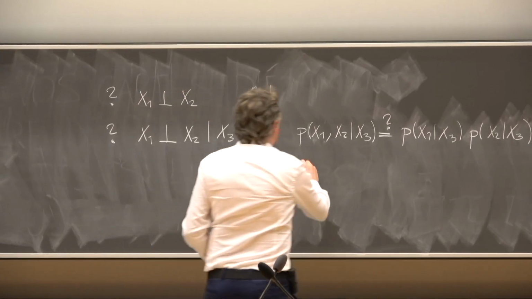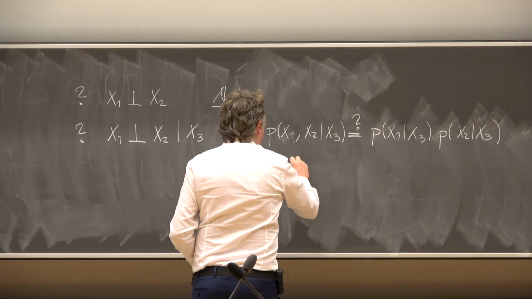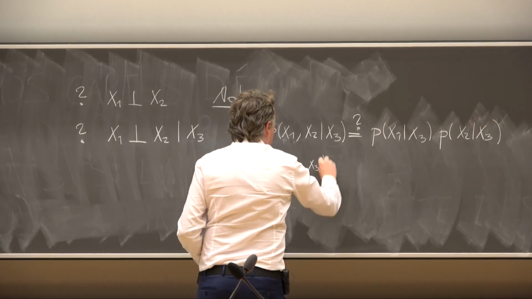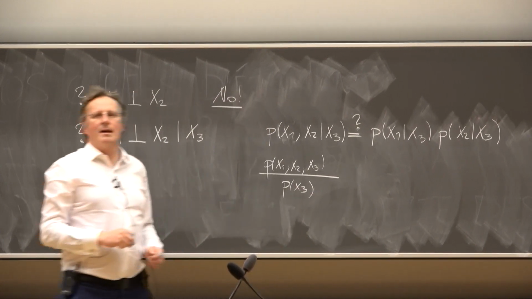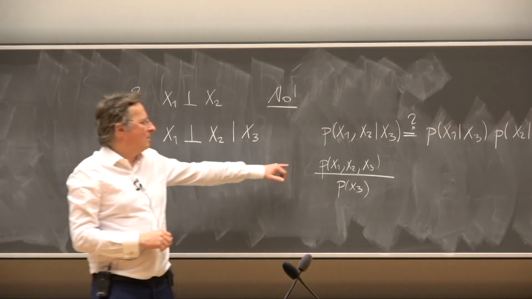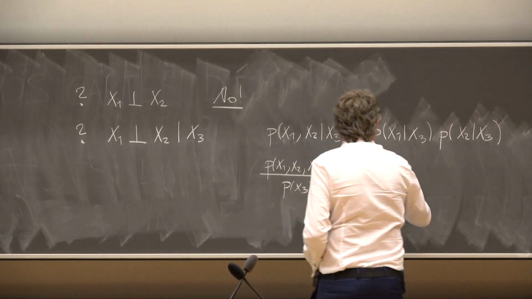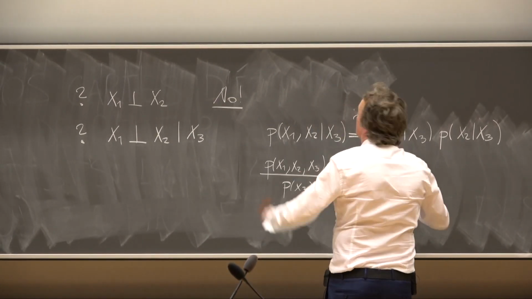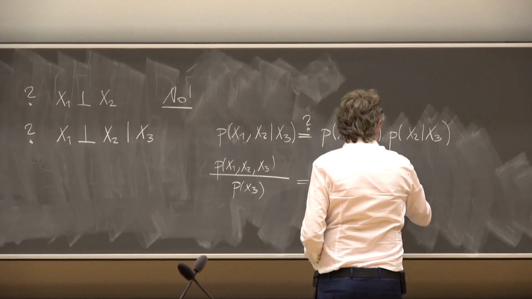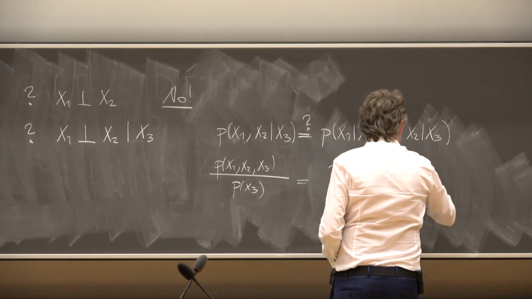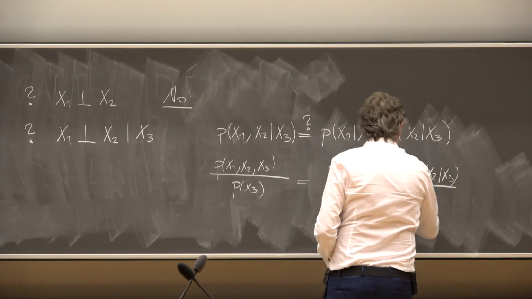Right? So, but what is this? I have here P of x1, x2, x3 over P of x3. That's just generically by Bayes' law. So the conditioning is just this. Now I plug in what this thing is. This is P of x3, so I know what this is: P of x3 times P of x1 given x3 times P of x2 given x3, over P of x3.